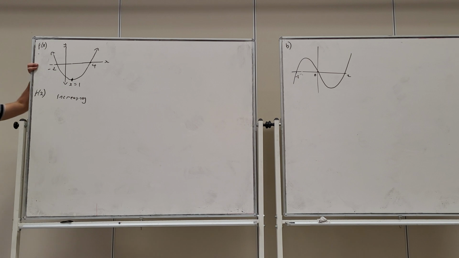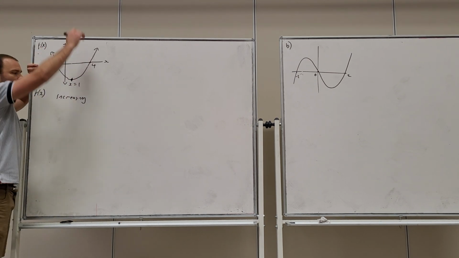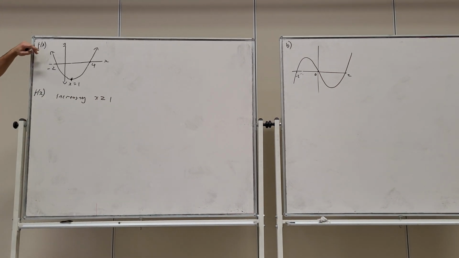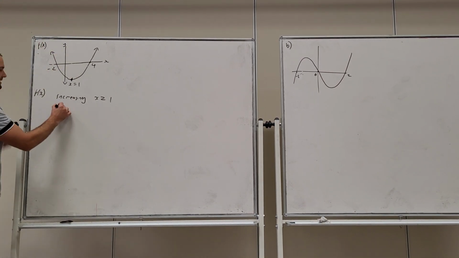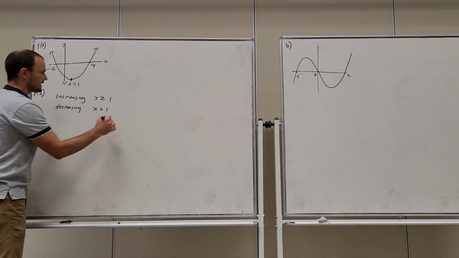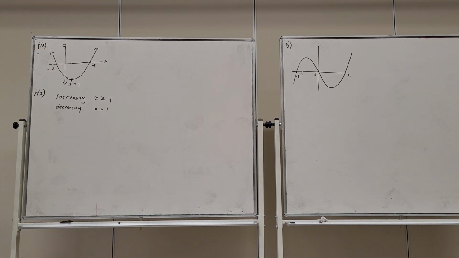It's increasing when you would walk up the hill. It's increasing for values larger than 1. We can see where it's increasing and where it's decreasing. It's decreasing for values less than 1. For values less than 1, you'd be walking down the hill.